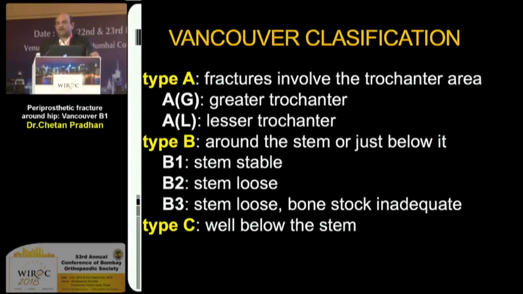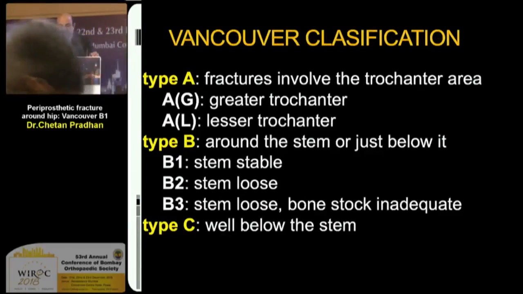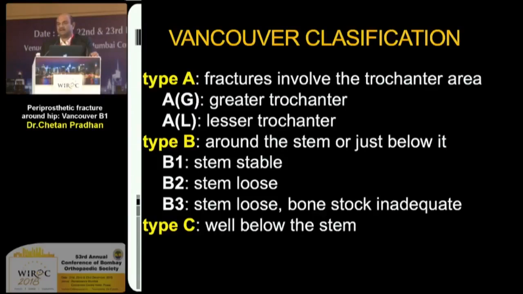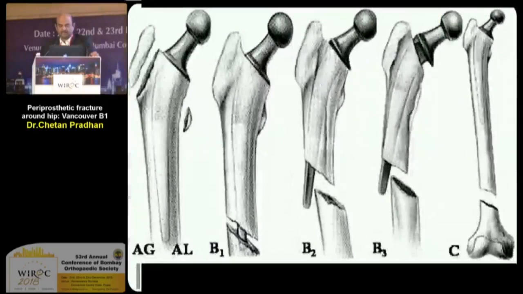So I'm sure all of you are familiar with this Vancouver classification, which has 3 types, the A, B, and C. A involves the trochanteric area, AG being the greater trochanter, AL being the lesser trochanter. It's the type B which is the commonest, and if you look at this picture, then B1 is where the stem of the implant is intact, it is strongly holding, and there is a peri-implant fracture.